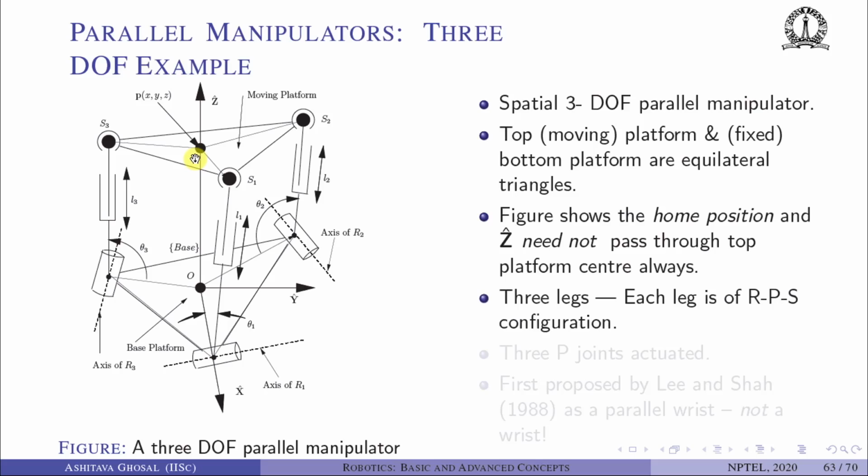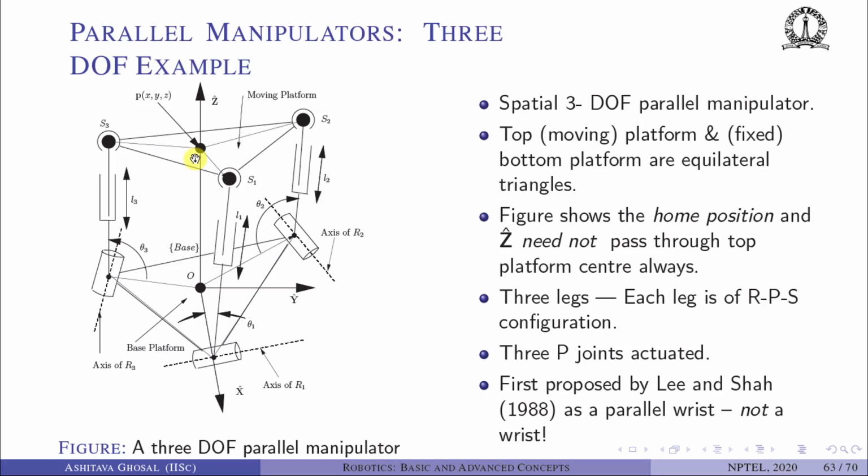Each leg is RPS configuration. There are 3 prismatic joints which are actuated. This was first proposed by Lee and Shah, 2 researchers, in 1988 as a parallel wrist. Okay, parallel wrist means we want to orient the top platform as it is done in that Puma robot with the last 3 joints. Okay, the last 3 joints orient the object which it is gripping. Actually, it is not a parallel wrist. Okay, the 3 degrees of freedom are not the 3 rotations.